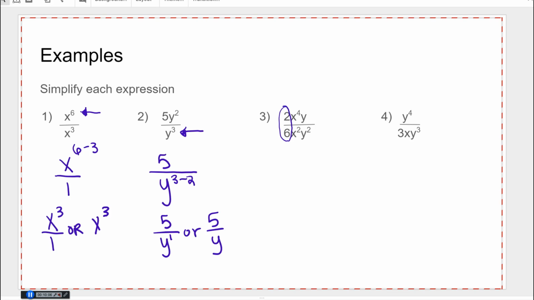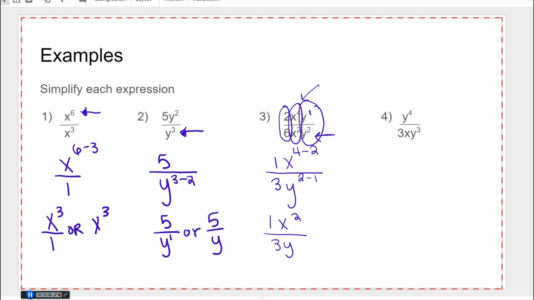And now we deal with them like regular fractions. They both have a common factor of 2. So I'll divide the 2 by 2 and I get 1. I divide the 6 by 2 and I get 3. Next I'm going to look at the x's. The bigger exponent's in the top, so it's x on top and then subtract the exponents. When I look at the y's here, I'm going to put a 1 so I don't forget it. And the y is bigger on the bottom, so I'm going to do 2 minus 1 on the bottom. So I get 1x to the 2nd over 3y to the 1st.